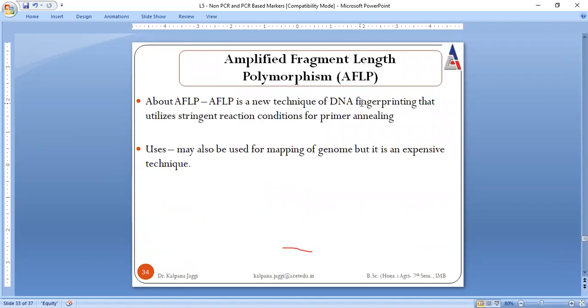It is a new technique that is utilized in DNA fingerprinting, but very important. It requires very stringent, that means specific, conditions for the primer annealing. Like you have read, no?